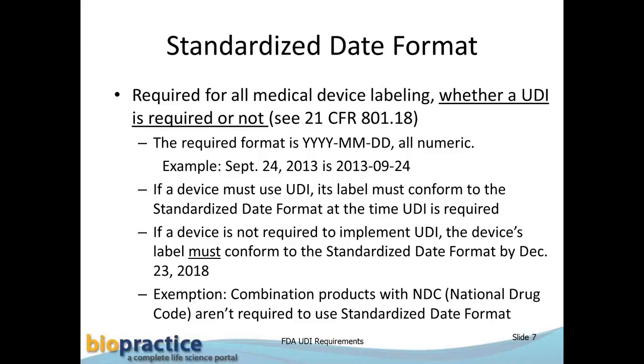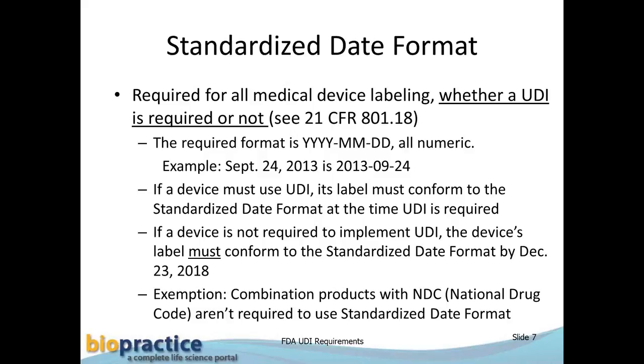What this means is every medical device labeling has to use the required format that's shown there: the 4-digit year, with a dash, 2 digits for the month, a dash, and 2 digits for the day. So, for example, September 24th, 2013, in the standardized date format is 2013-09-24.